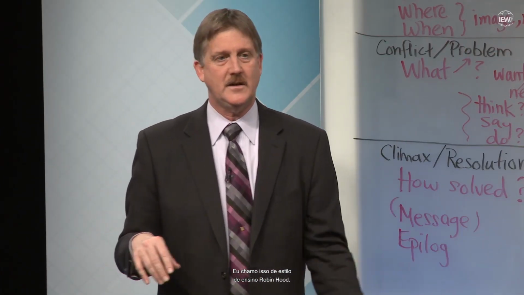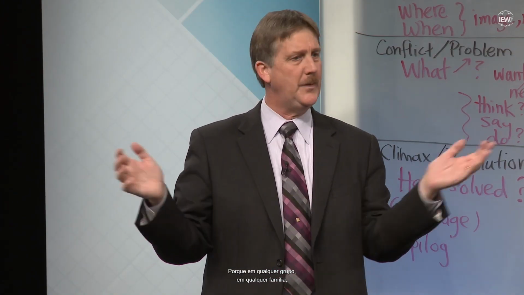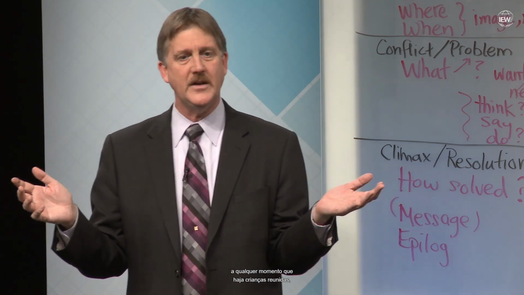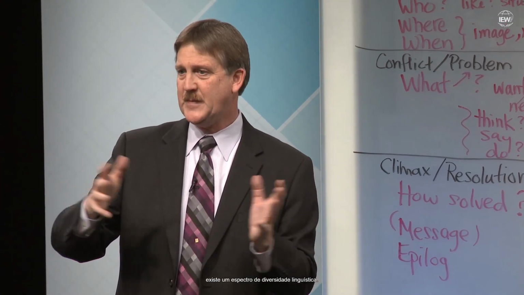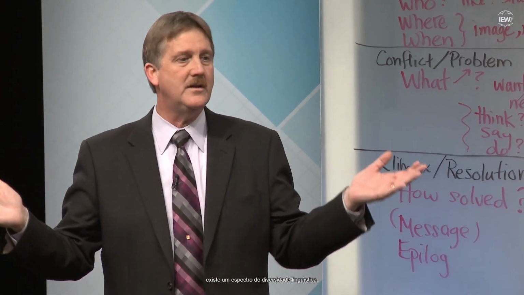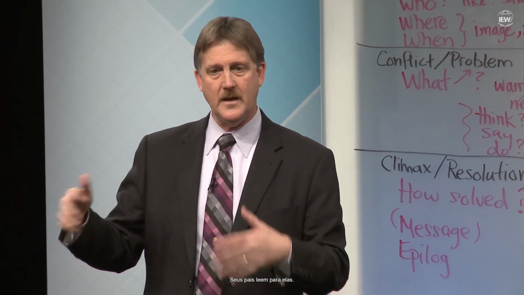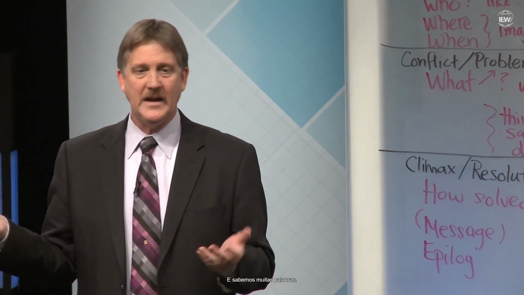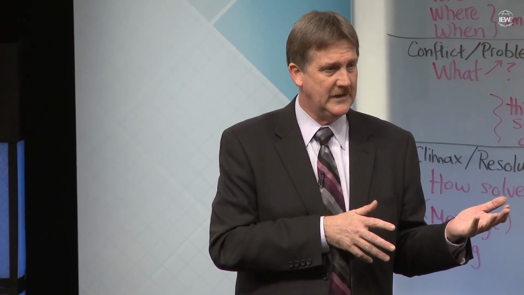And I call this kind of the Robin Hood style of teaching. Because in any group, in any family, anytime you get a bunch of kids together, there's going to be a spectrum of linguistic aptitude. Some kids just know a lot of words. They talk a lot, they read a lot, their parents read to them, they just have a lot of words. And other kids, sometimes even in the same family, just don't have all those words, right?